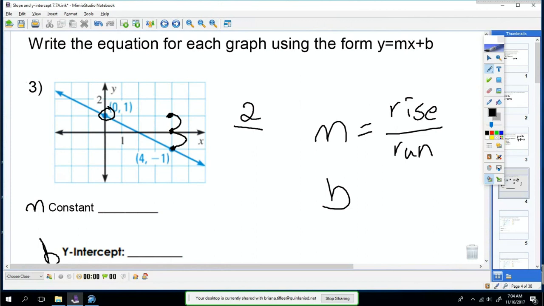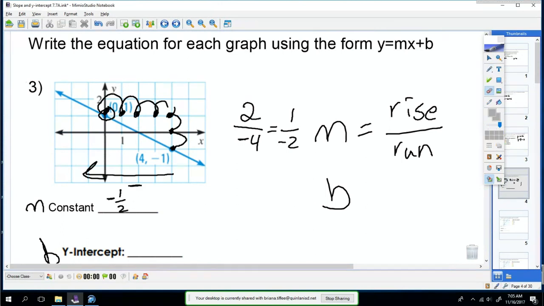Okay, so now I'm going to run to this dot. Since now I'm in line with this dot, I'm going to run to it. So we're going to go 1, 2, 3, and 4. Since we are going to the left, left means negative. So we're going negative 4. So my constant is 2 over negative 4, or 1 over negative 2. So we're going to say negative 1/2. So that's how you find rise over run.